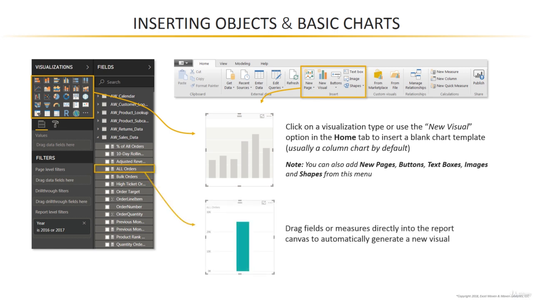Now, the other way to add a visual is to grab a field directly from your field list and drop it onto the canvas. And that will automatically generate a new visual, and typically it's a column or bar chart by default. So super simple. I think you'll find throughout this section of the course that a lot of these tools are very easy, very intuitive, and user-friendly. So let's go ahead and add our first object.